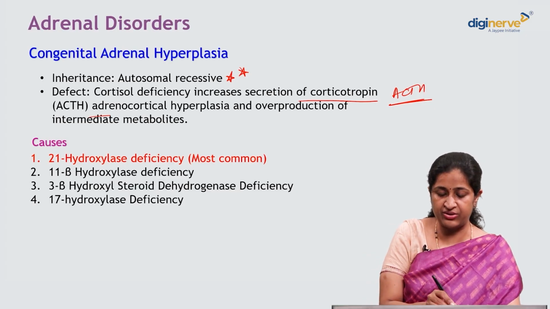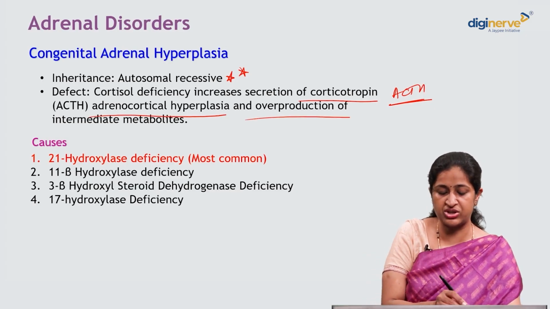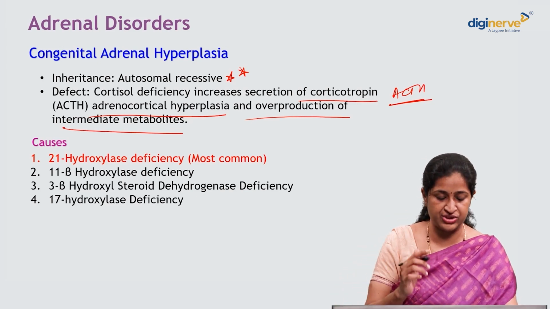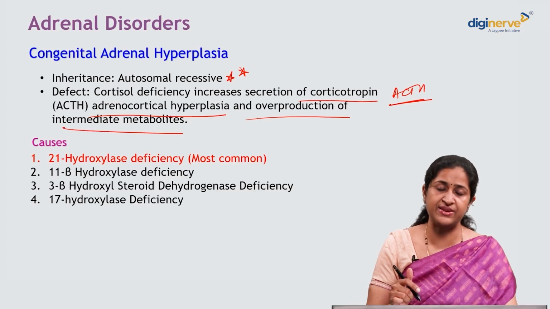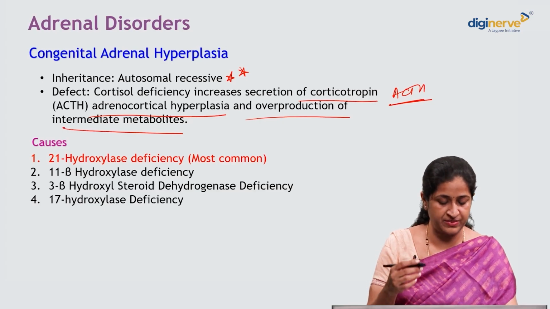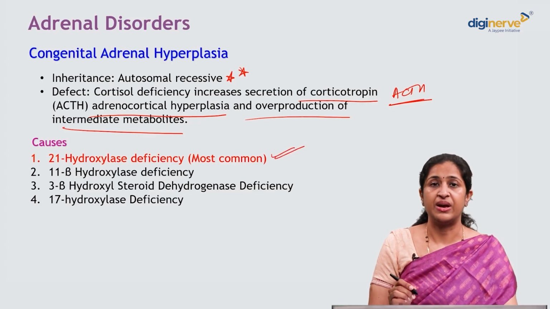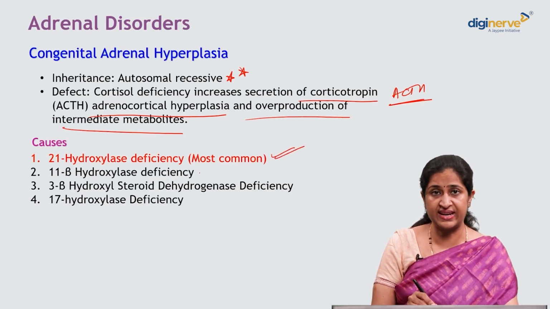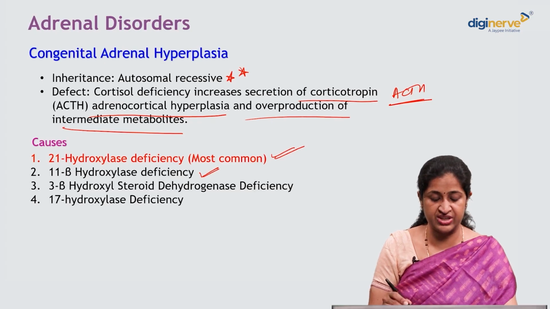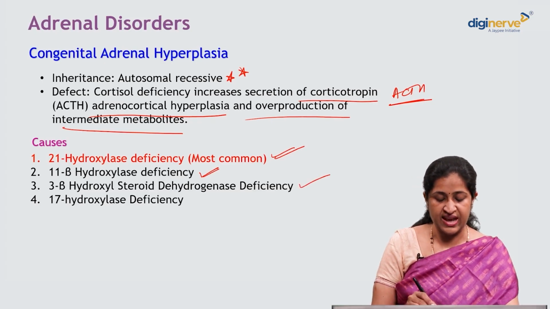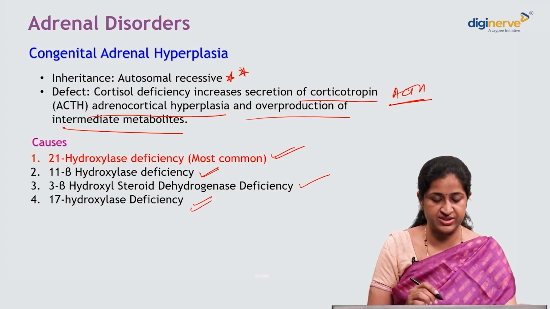Because of that, you have adrenocortical hyperplasia and overproduction of the metabolites just prior to where the enzyme is deficient. Four main enzymes are involved in congenital hyperplasia pathophysiology. Most common, the 21 hydroxylase deficiency. Second, 11 beta hydroxylase deficiency. Then the 3 beta hydroxysteroid dehydrogenase deficiency. And the 17 hydroxylase deficiency.